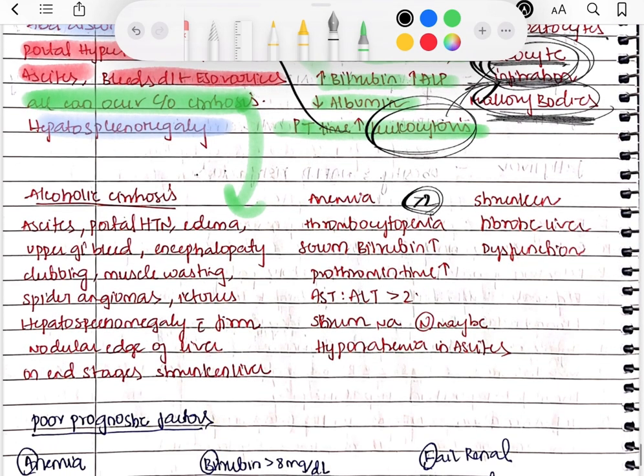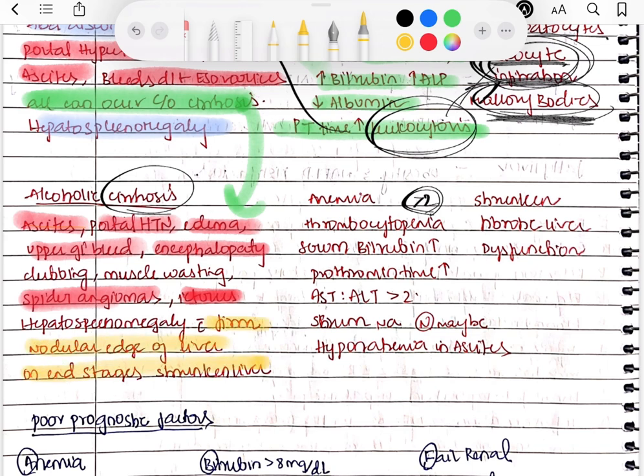Now moving to the third stage, which is alcoholic cirrhosis. Again you can see ascites, portal hypertension, edema, hepatic encephalopathy, upper GI bleeding, esophageal varices bleeding, spider angioma, icterus due to jaundice. All this can be seen along with cirrhosis, right? So in cirrhosis there will be a firm nodular edge of the liver. In the end stage it will be a shrunken liver.